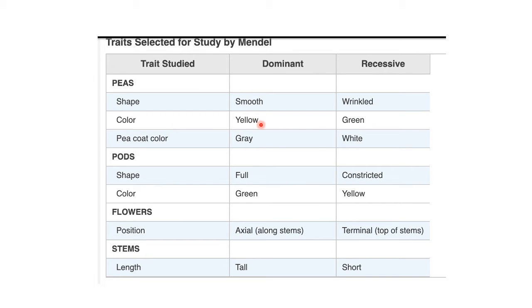And so he noticed all of these different characteristics about pea plants, which are dominant and recessive. Dominant means that that phenotype or that trait occurs more often, and as long as the organism has one genetic trait or one gene for that trait, it will be expressed.